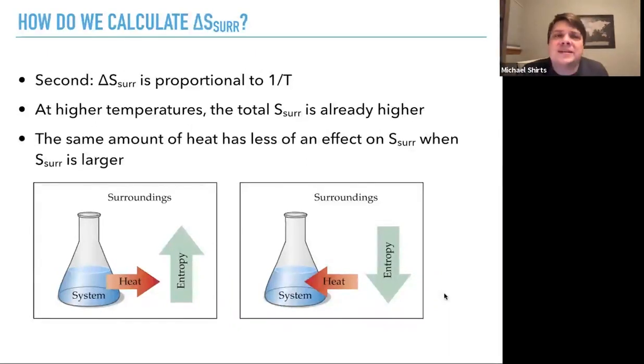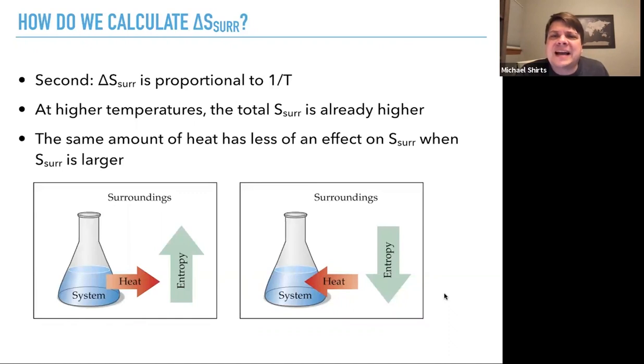Our second point is that the change in entropy of the surroundings is proportional to 1 over T. Now, it's not immediately obvious why this is here. It's exactly 1 over T. But just to get a sense of roughly what's going on, at higher temperatures the total entropy of the surroundings is already higher, right? Because if you're nearly at absolute zero outside, there's very little entropy. If you're at high temperatures, then of course there's a lot of entropy in the surroundings. But you're putting out the same amount of heat.